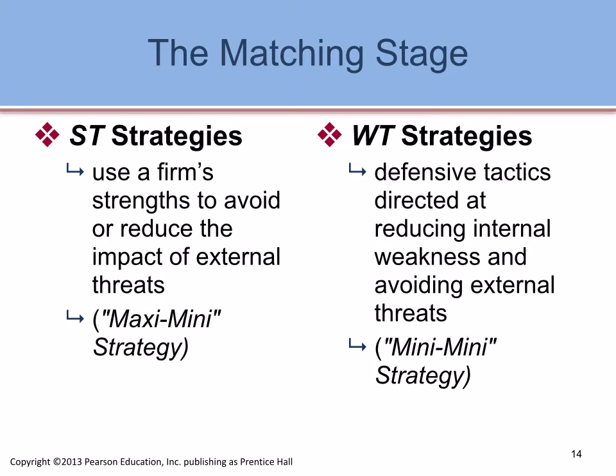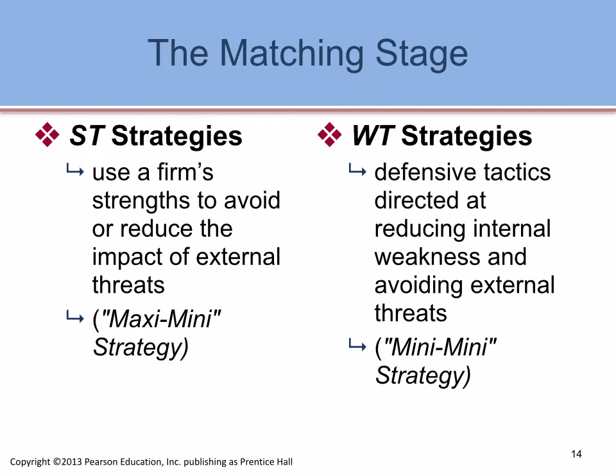ST strategy, on the other hand, we're using a firm's strengths to avoid or reduce the impact of external threats, which is also known as a maxi-mini strategy. Whereas the WT strategy are defensive tactics directed at reducing internal weaknesses and avoiding external threats. We call this a mini-mini strategy because we're trying to minimize both factors, both the internal weaknesses in our internal environment and also to avoid the external threats at the same time. That's why it's called mini-mini strategy.